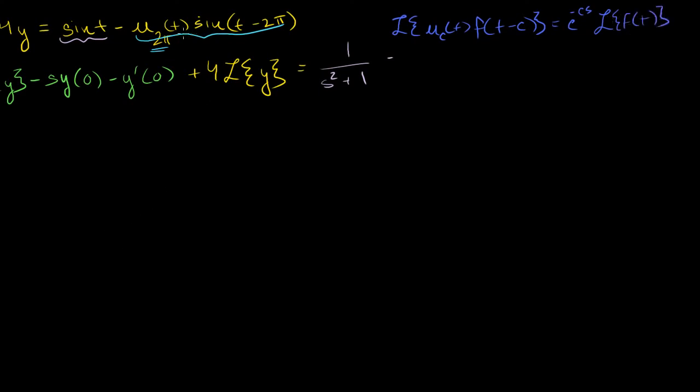So if we're taking the Laplace transform of this thing, our c is 2 pi, and our f of t is just sine of t. So this is going to be equal to e to the minus cs, where c is 2 pi, so e to the minus 2 pi s, times the Laplace transform of f of t. F of t is just sine of t before we shift it. This is f of t minus 2 pi. So it's going to be times 1 over s squared plus 1, the Laplace transform of sine of t.